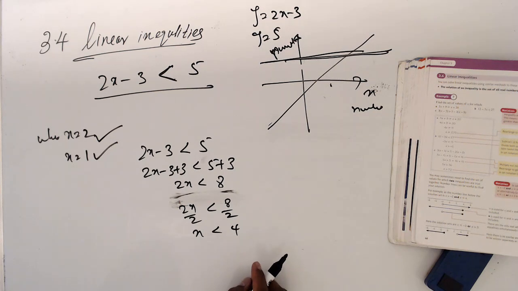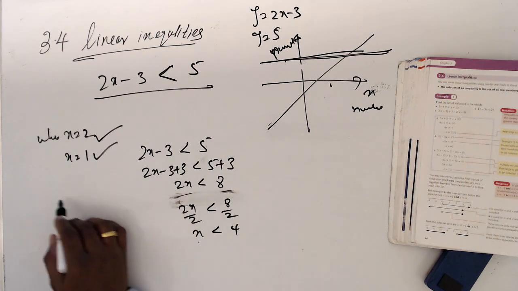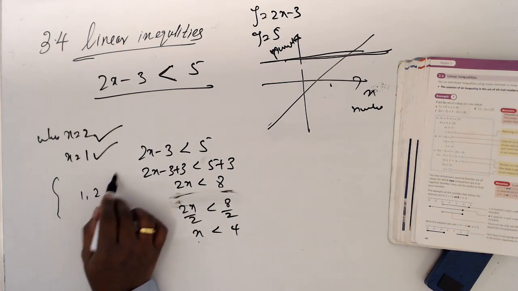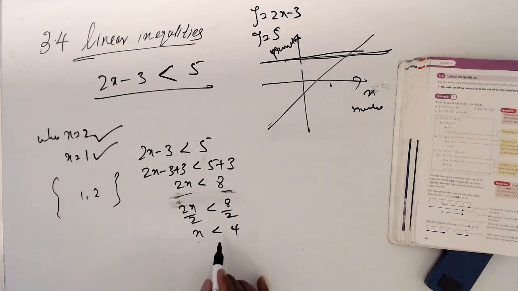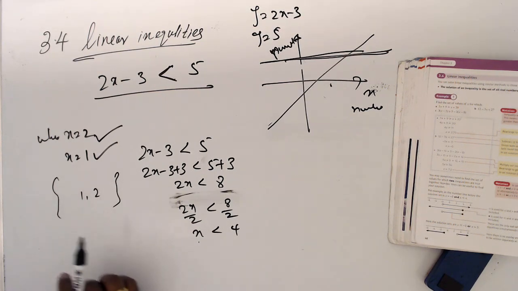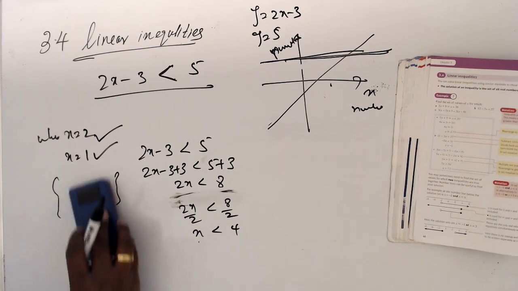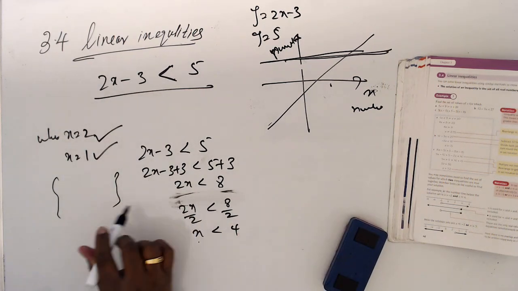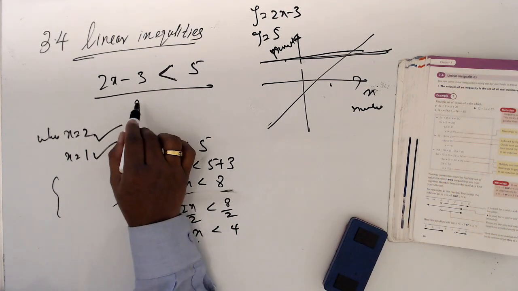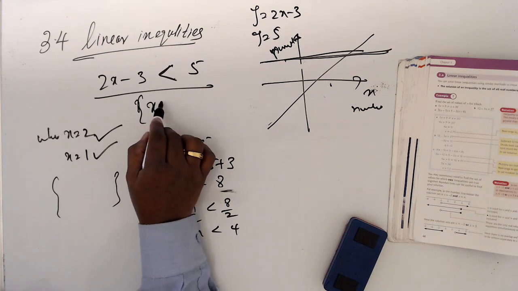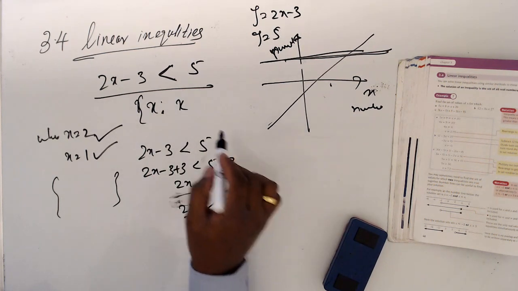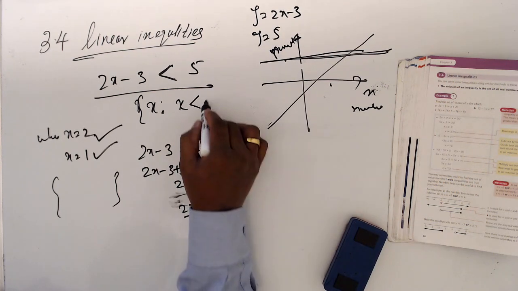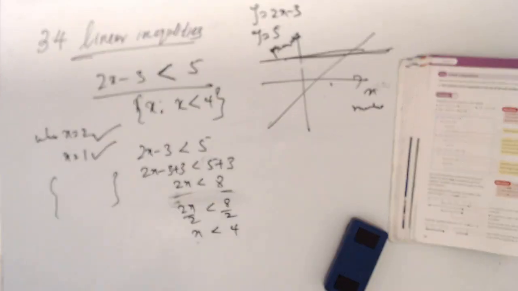Now you know that any number x less than 4 works. In this case, 1 and 2 are solutions. Instead of trial and error, you can now write this. So what is the solution to this inequality? The solution is any number x less than 4.